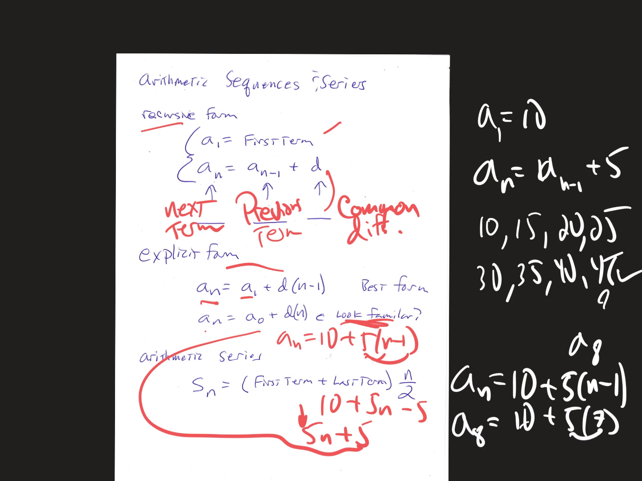I honestly believe that this is the better way to write an explicit form, because you can see how it follows with a sequence. But an arithmetic sequence is just a linear function, so you can certainly think about it that way too. Okay, so that is a recursive form and an explicit form for an arithmetic sequence. Then we get into series.